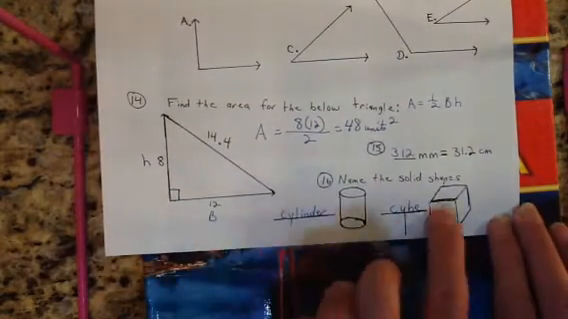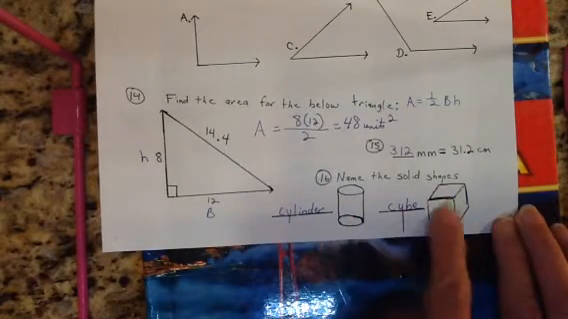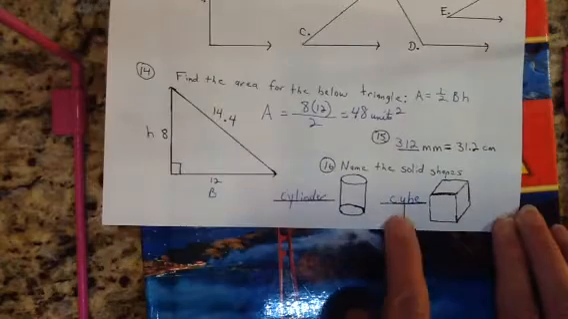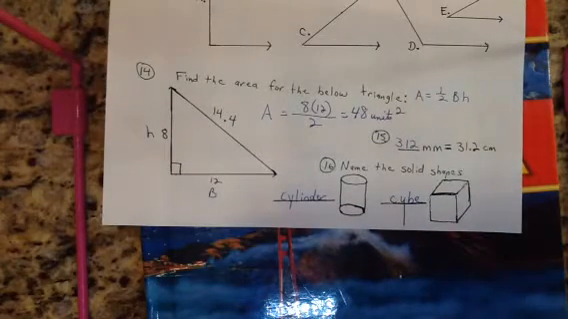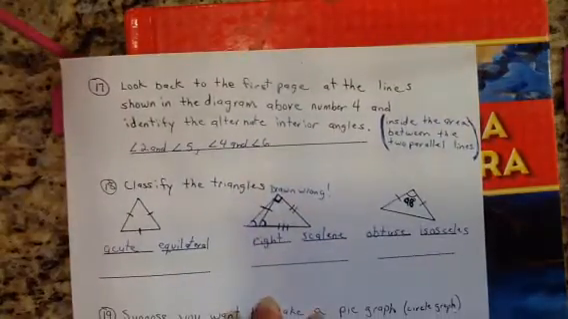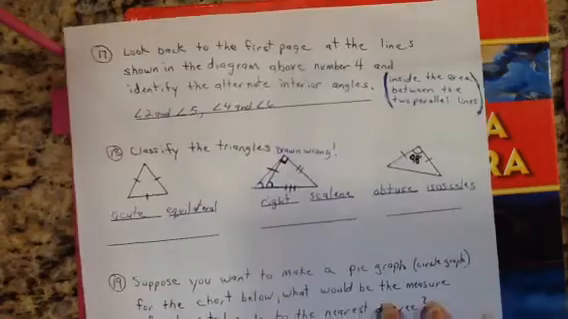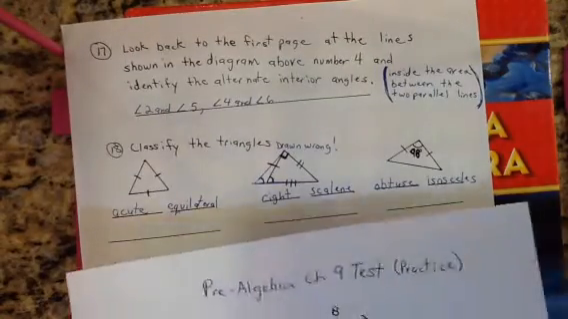Name the solid shapes. This shape is a cylinder, and this shape here is a cube. And just ignore that extra line there. I meant to white it out and forgot to. All right. Number 17. Look back to the first page at the line shown in the diagram above 4.